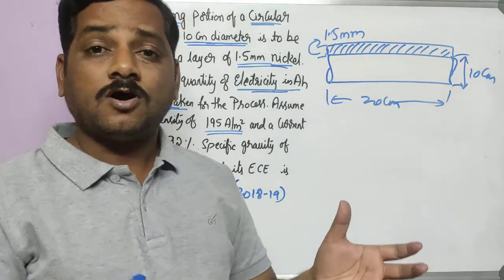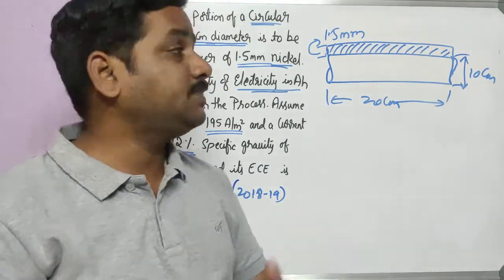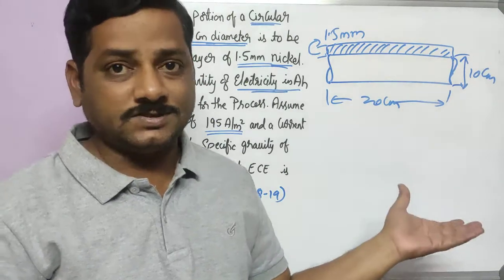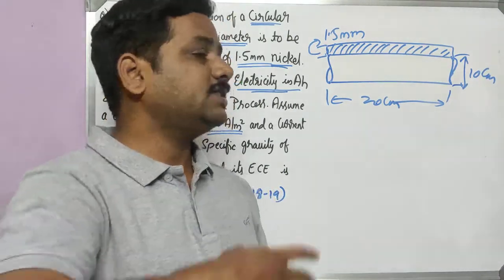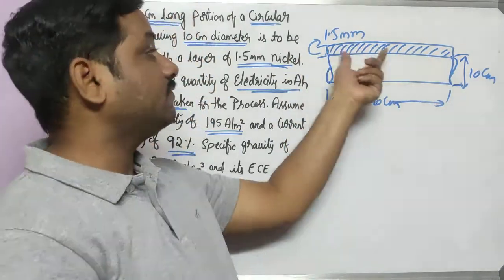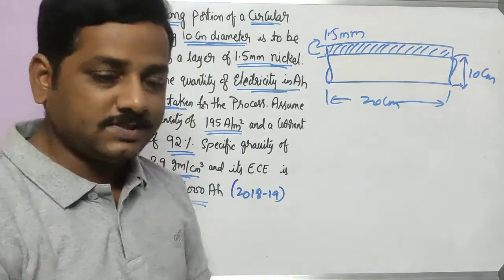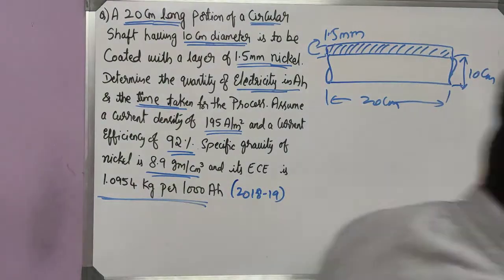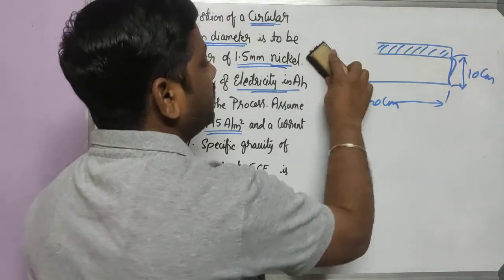To do this, how much electrical energy has to be provided with respect to amp hours? That's what you need to find first. So what is the electrical input we need to give so that I can have a 1.5 mm thickness of nickel on this shaft? I hope this is clear for you. Now let's solve it using some formulas.